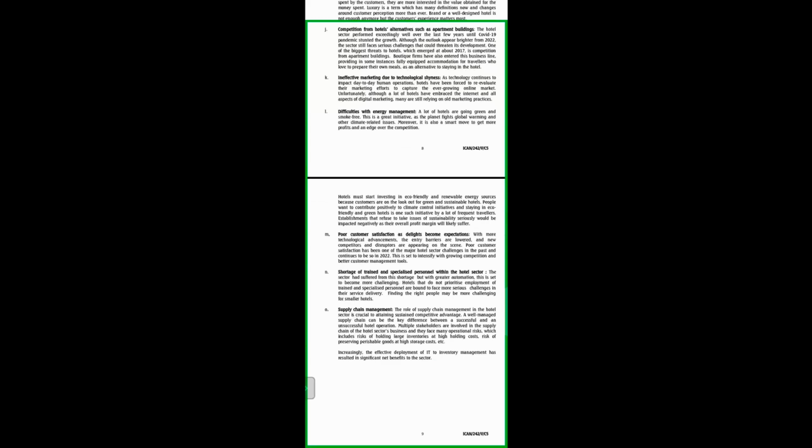Boutique firms have also entered this business line, providing in some instances fully equipped accommodation for travelers who love to prepare their own meals, as an alternative to staying in the hotel.